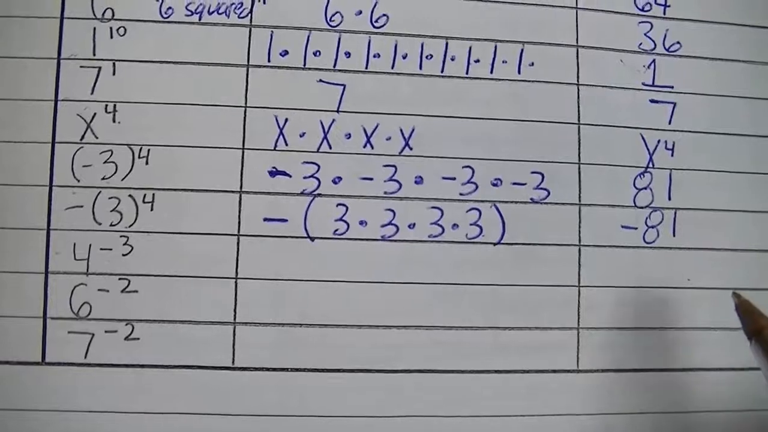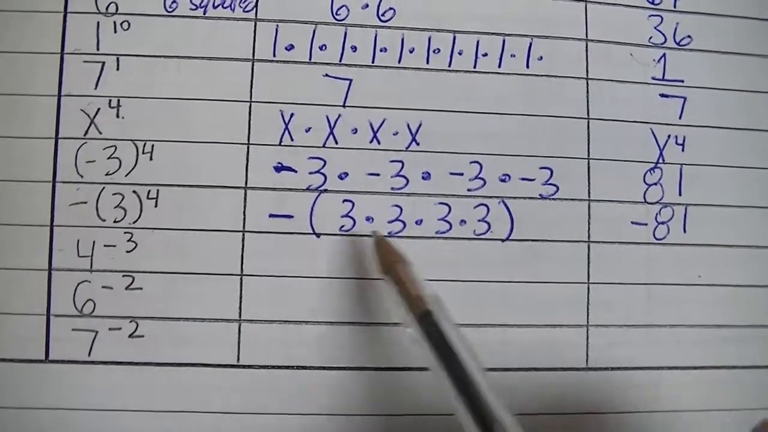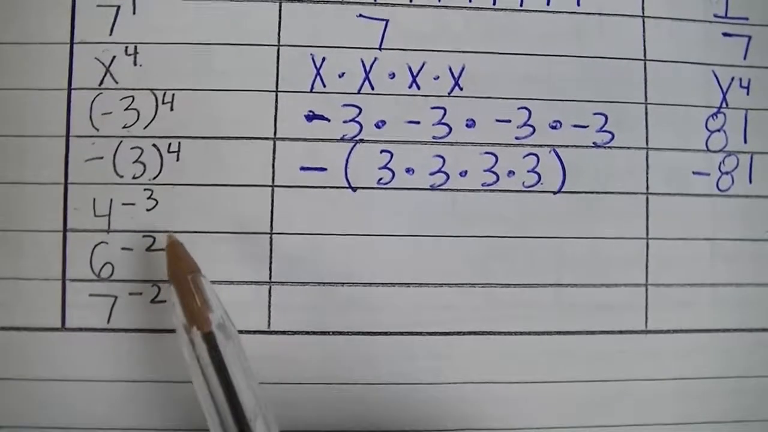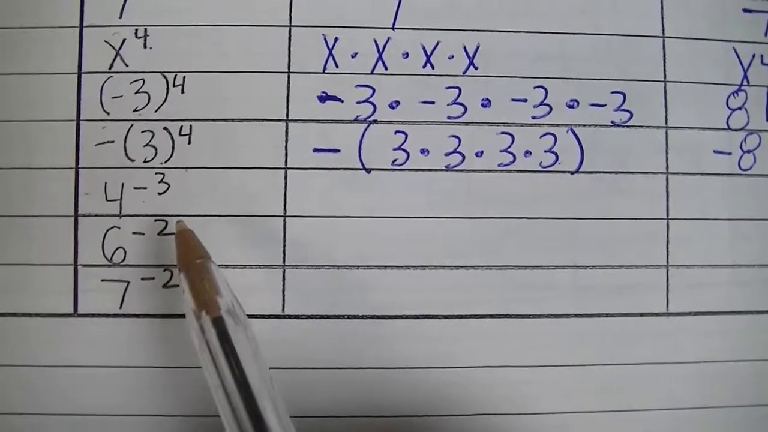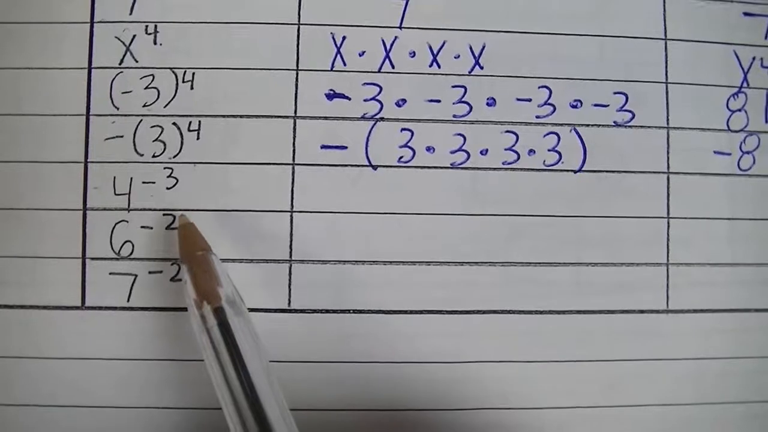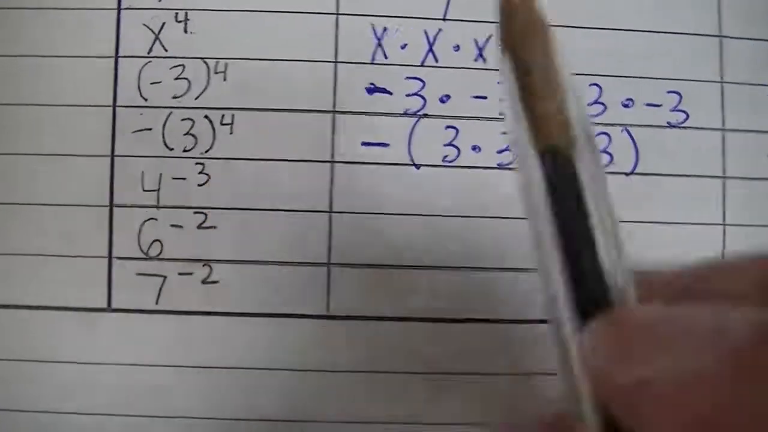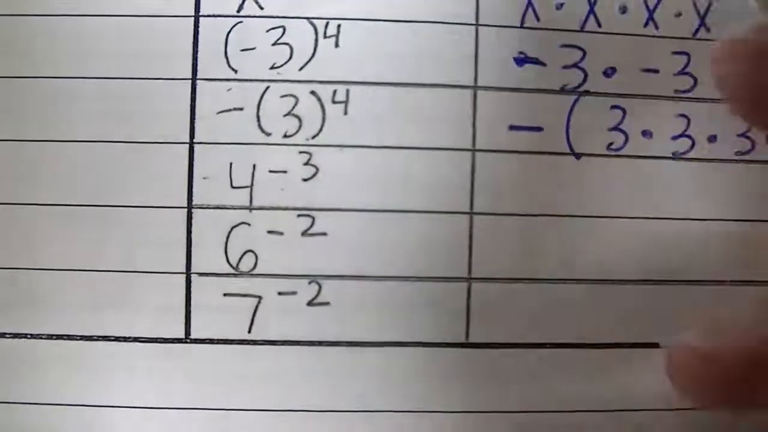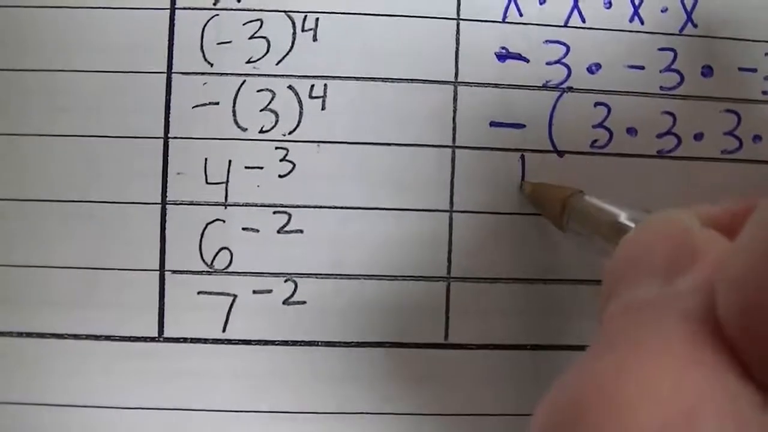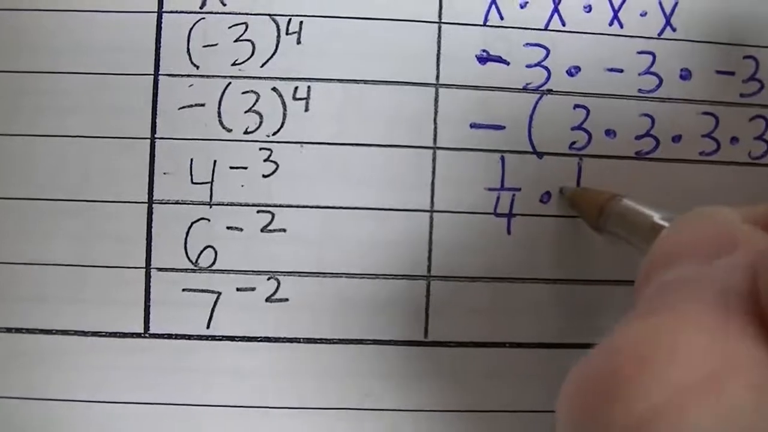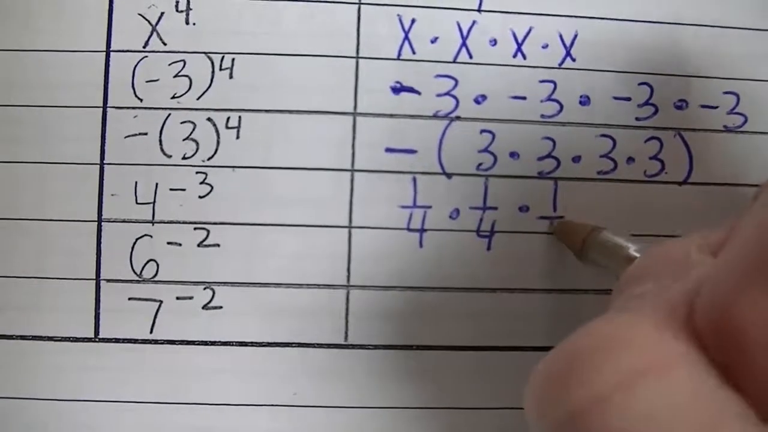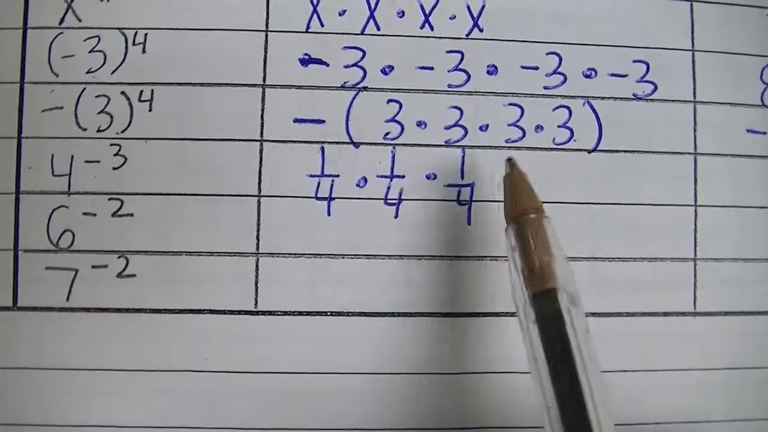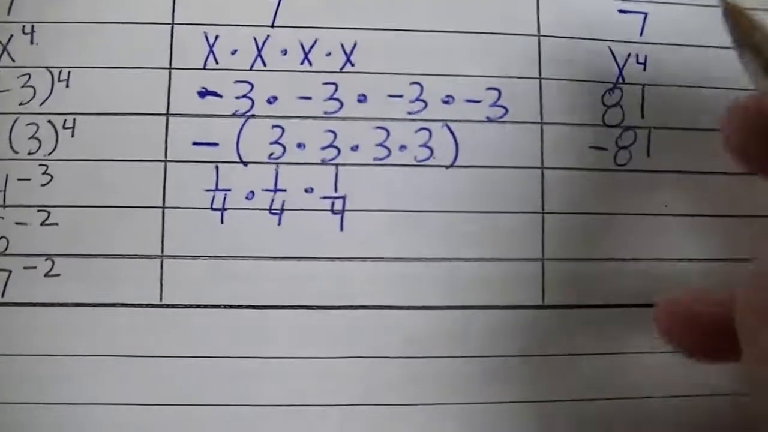And look at their different answers based on how we expanded it out. Okay, these next couple, you're definitely going to be seeing them in 8th grade. Okay, so I just wanted to kind of give you a little preview. 4 to the -3rd power. All that simply is when you have a negative power, it would look like this. 4 to the -3rd would be 1/4 times 1/4 times 1/4. Okay? 1/4 times 1/4 times 1/4 is 1/64.